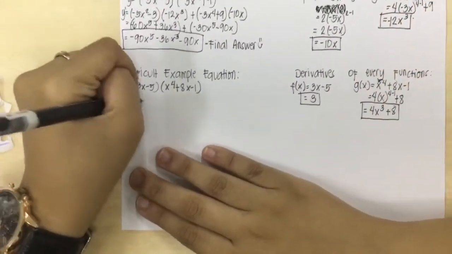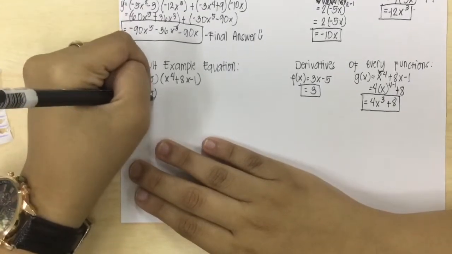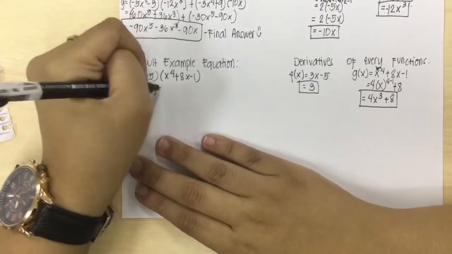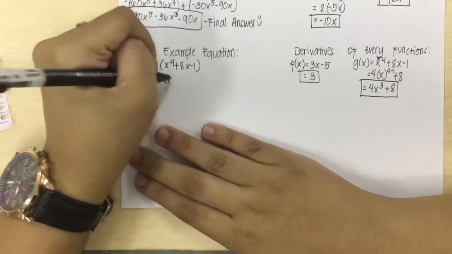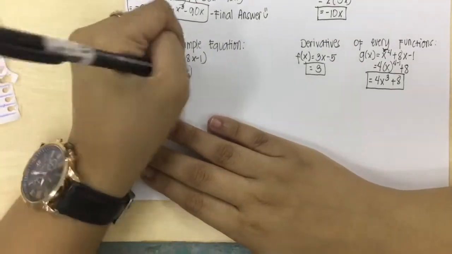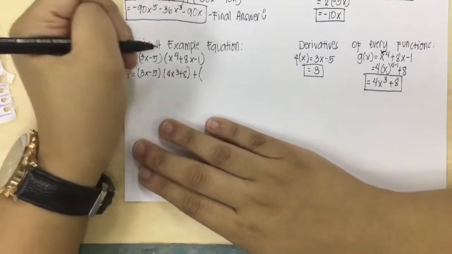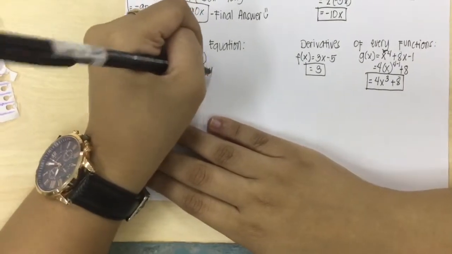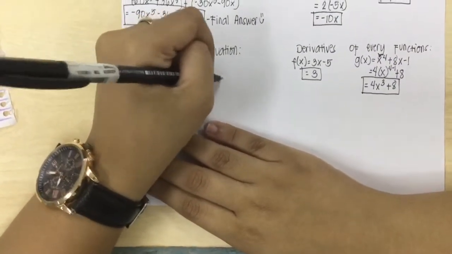Let's substitute 3x minus 5 times the derivative of the second function, which is 4x cubed plus 8, plus x raised to the power of 4 plus 8x minus 1 times the derivative of the first function, which is 3.